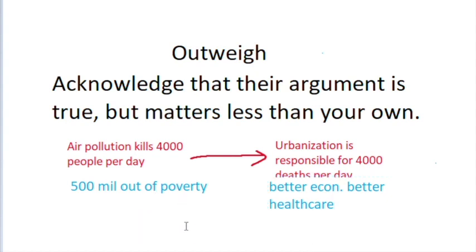Arguably, better health care for 500 million people can save more lives than those that air pollution takes. So the opponent's argument is outweighed. Here you're showing that your impact matters more because it influences more people.